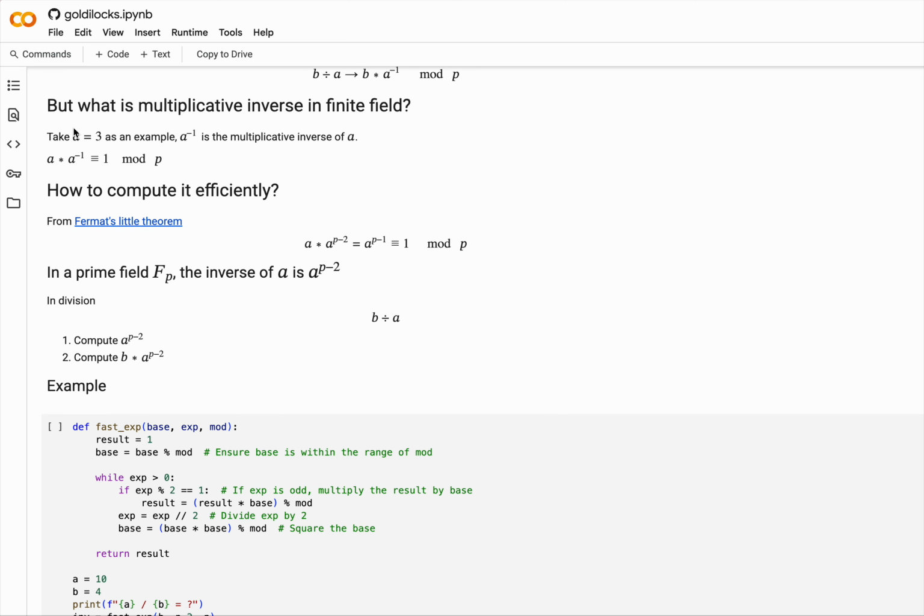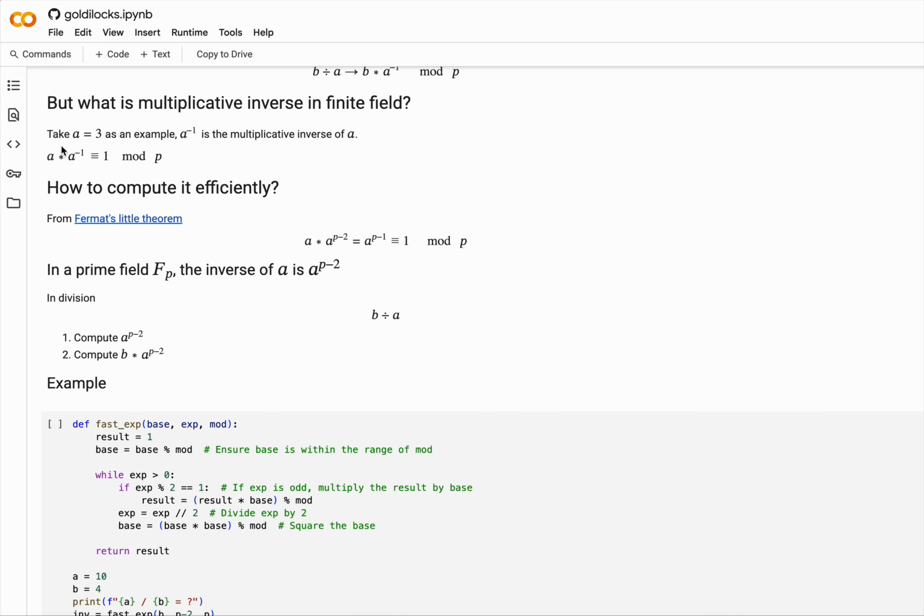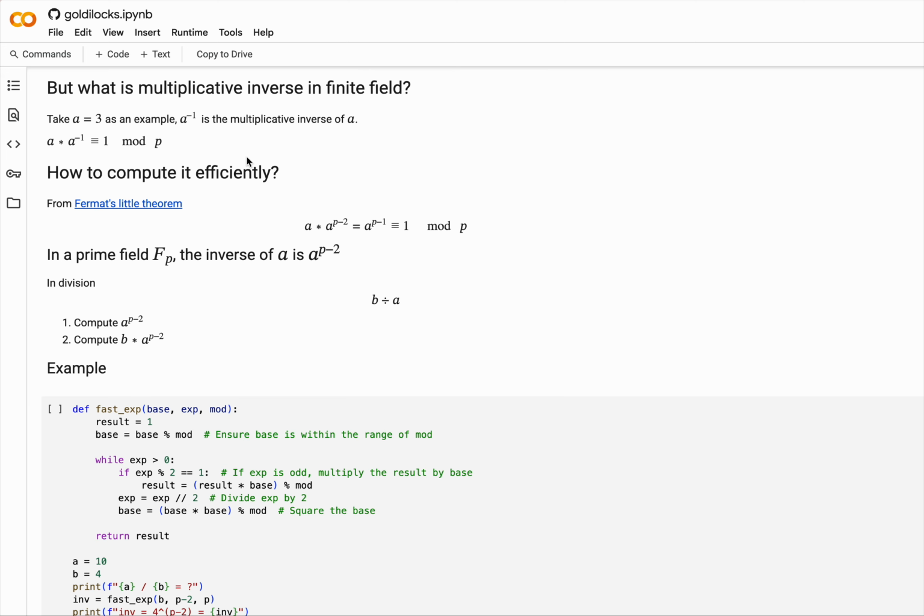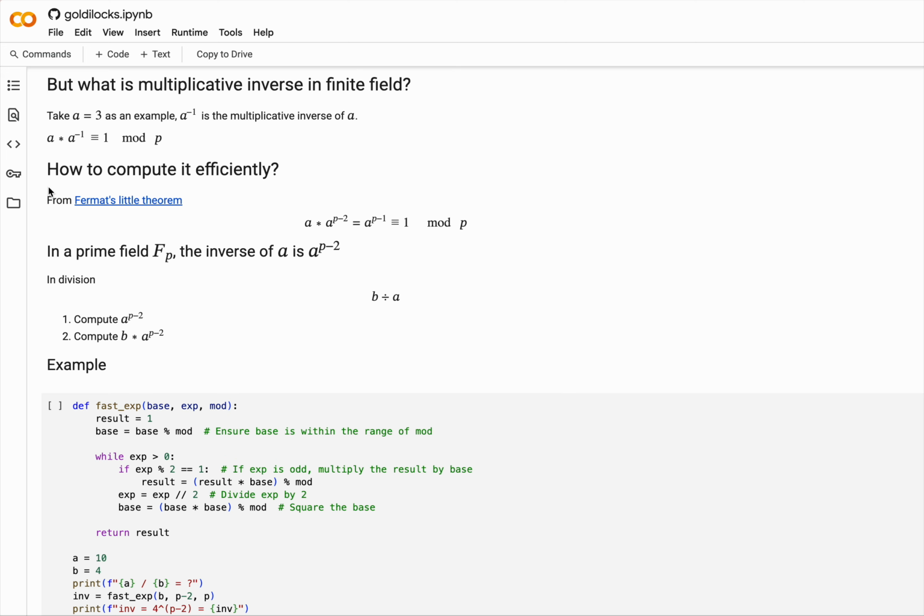Okay, take a equals 3 as an example. The inverse of a is defined as a times a to the minus 1 equals 1 modulo p. So 3 times its inverse equals 1. And there is an efficient method to compute it. You don't need to brute force and iterate over all the numbers in the field in order to find the inverse.